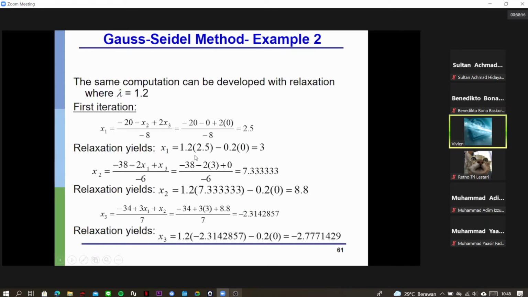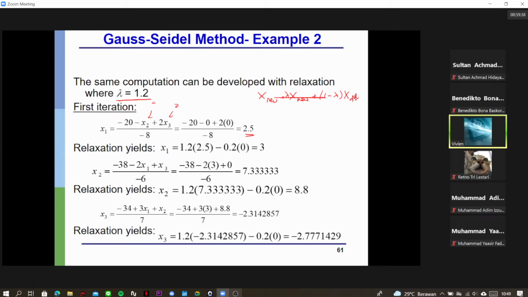Okay, so we will now see the same example with over-relaxation. It means that we have a weighing factor greater than 1, which is 1.2. So we do the first iteration using the initial value. Then we have the value 2.5. Now, because we are applying a relaxation factor, this value is not used directly, but instead the new value here is calculated by lambda times the new value plus 1 minus lambda times the old value.